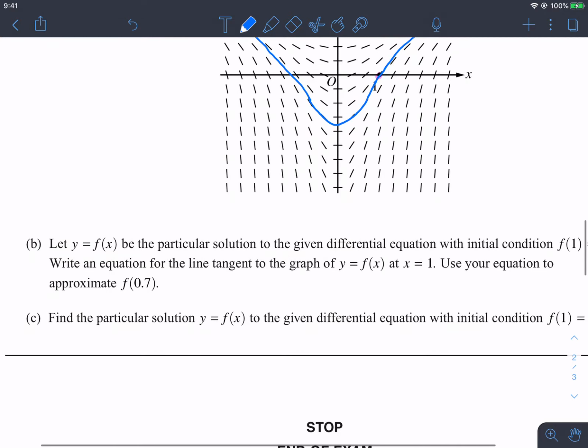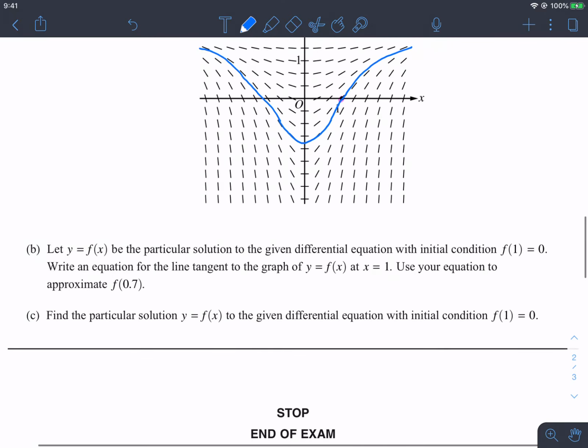Part B: let y equal f of x be the particular solution to the given differential equation with the initial condition f(1) equals 0. Write an equation for the line tangent to the graph of y equals f of x at x equals 1. Use your equation to approximate f(0.7). It looks like we have an initial condition. We need to write the equation for the line tangent to y equals f of x at x equals 1. So let's go ahead and do that first.